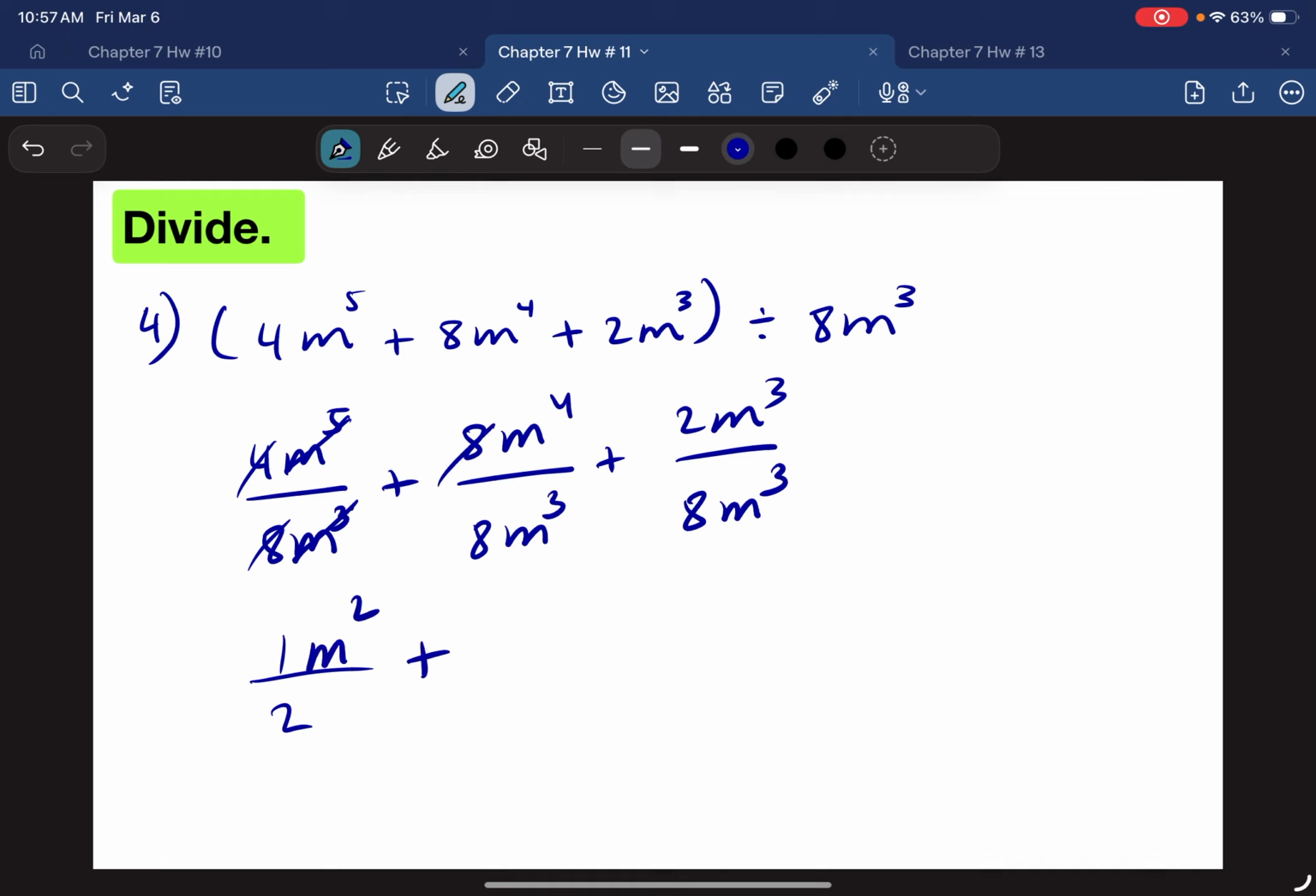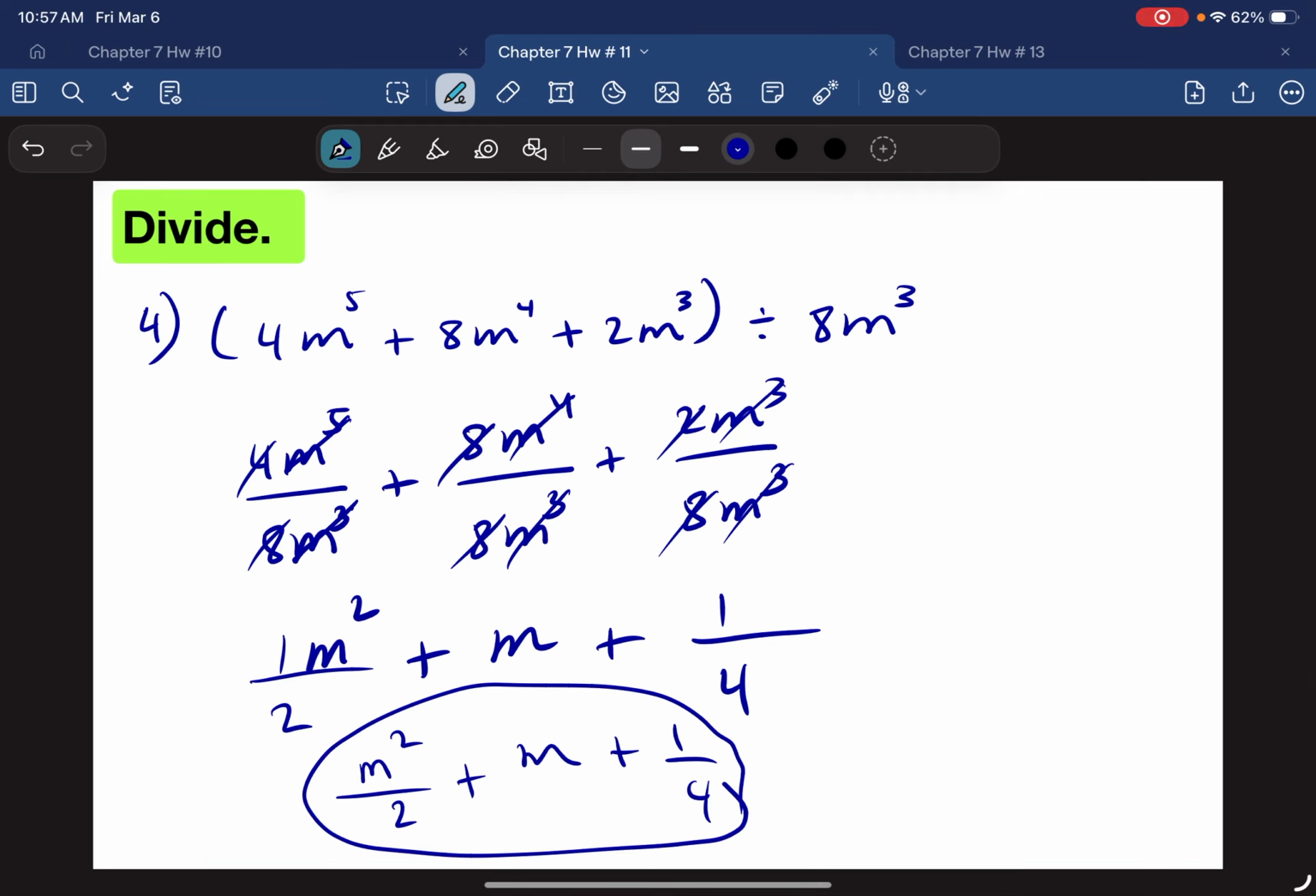Plus, see the 8 and 8 cancel out, and here you have m cancels out too, so that's going to give you 1m, right? There's no numbers at the bottom. There is, but it's a 1. We're not going to write it in. Plus, 2 and 8 cancel out. Then you have 1 over 4. And then m cubed and m cubed cancel out. It becomes a 1. So that's it right here. So let's rewrite the answer, getting rid of the 1 when we don't need it. So m squared over 2 plus m plus 1 over 4.